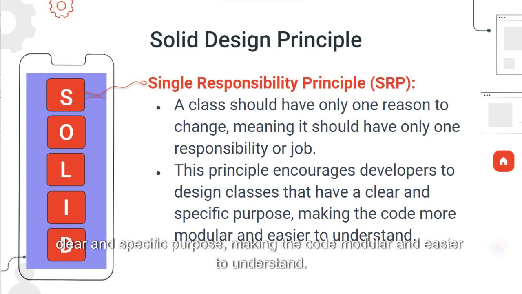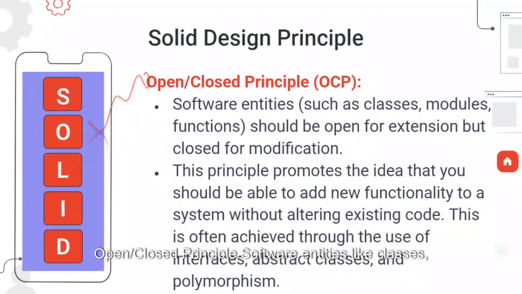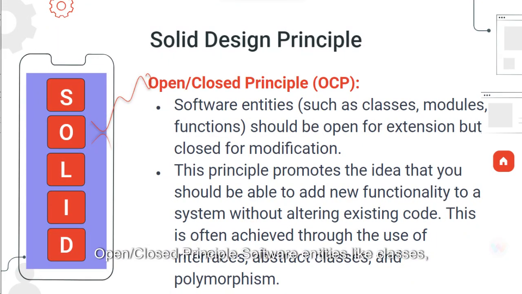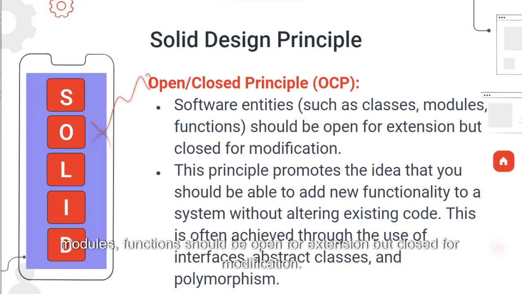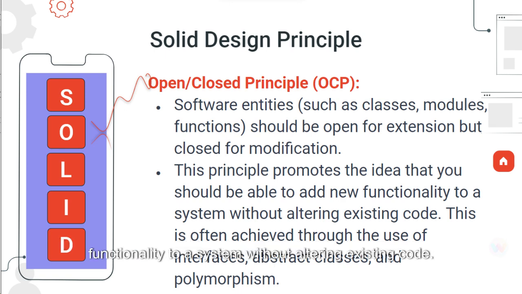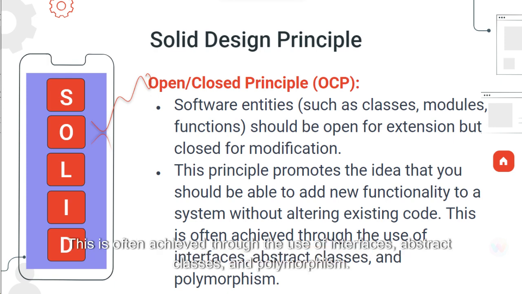Open/closed principle. Software entities like classes, modules, and functions should be open for extension but closed for modification. This principle promotes the idea that you should be able to add new functionality to a system without altering existing code. This is often achieved through the use of interfaces, abstract classes, and polymorphism.